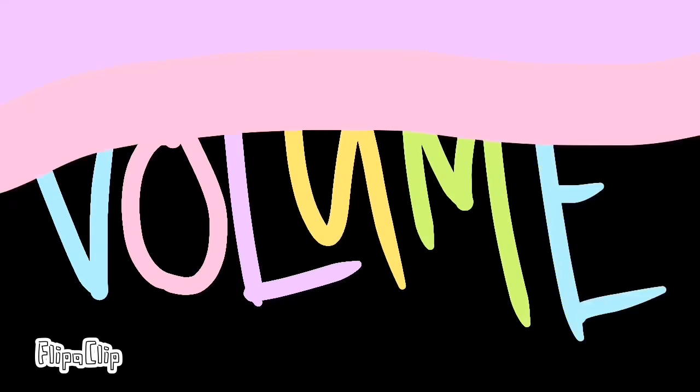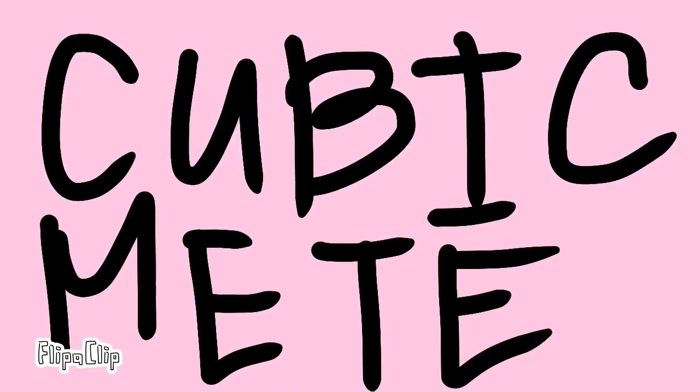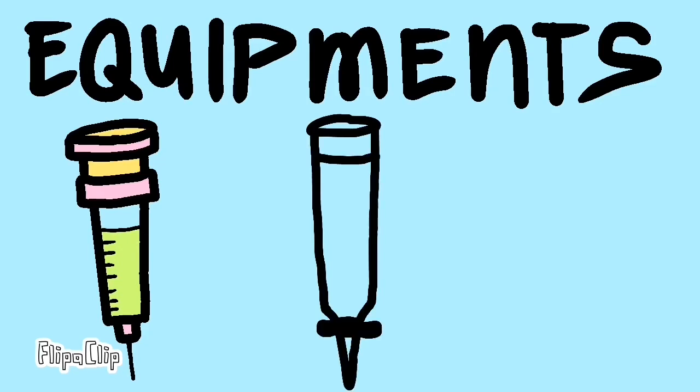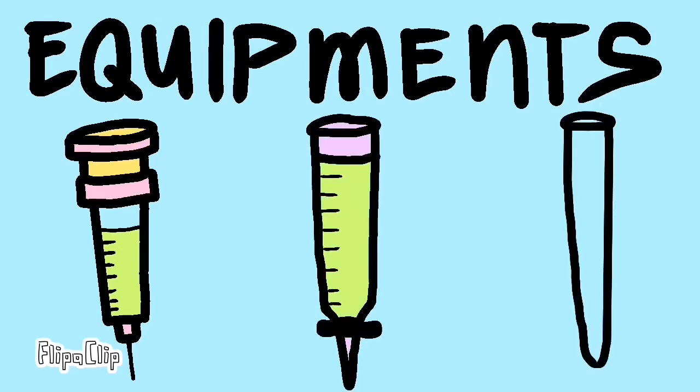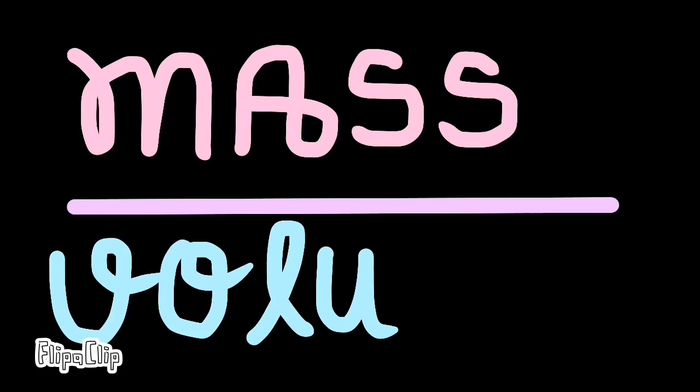Next to temperature is volume. The SI unit for volume is cubic meter. Equipment used to measure volume accurately are the syringe, burette, and pipette. Finally, density. To get an object's density, we have to divide the mass by its volume.